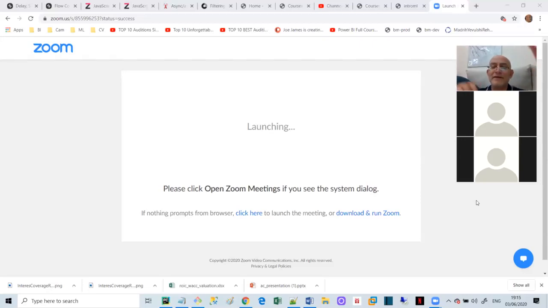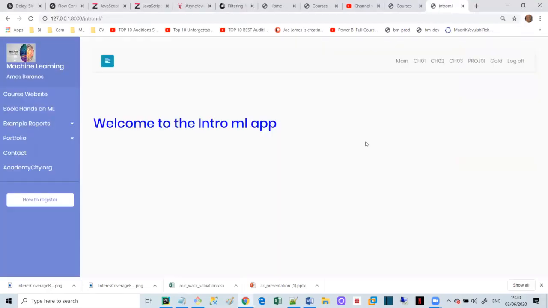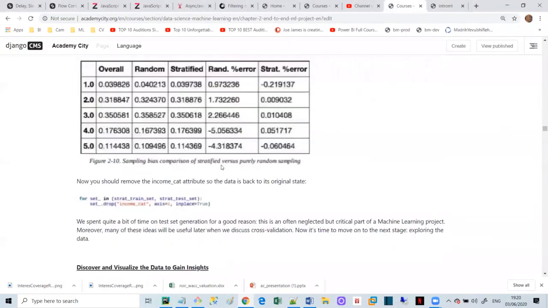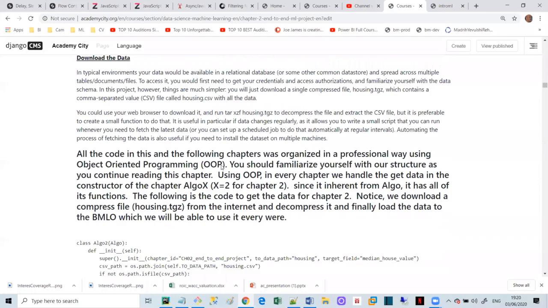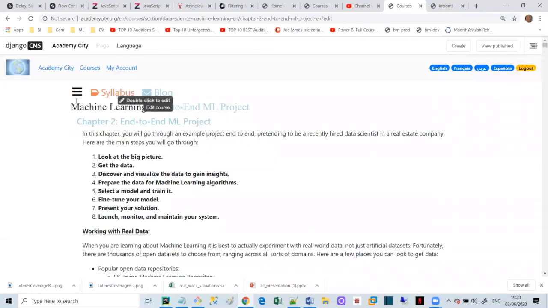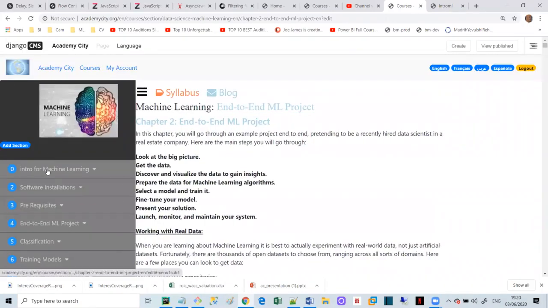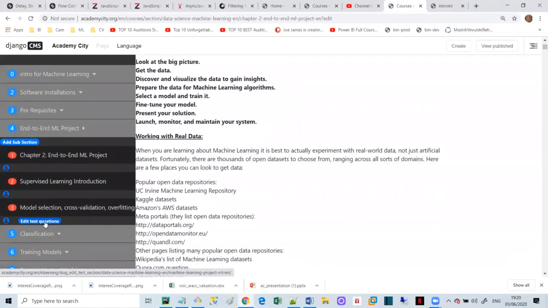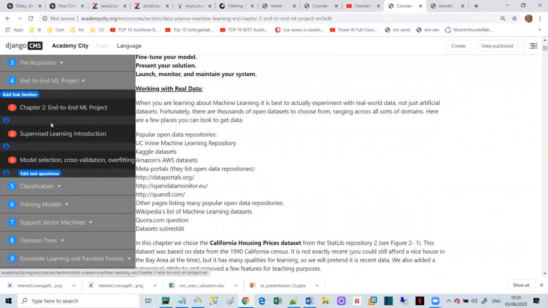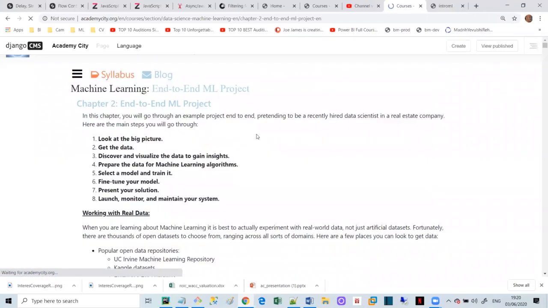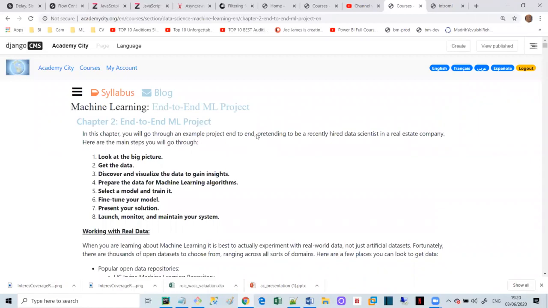Good. Hello, Amos. What we're going to do today, we are going to chapter 2, which is really, I would say it's the heart of this course. Chapter 1 was foundations and preparing us to really get to this one. And the beauty about chapter 2 is we have really a project that takes us from A to Z, how you manage machine learning projects.